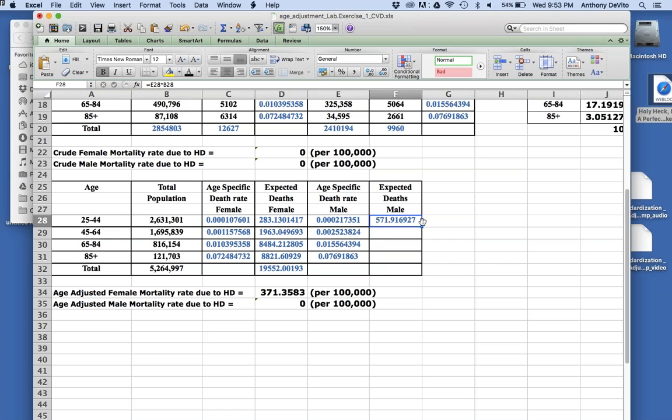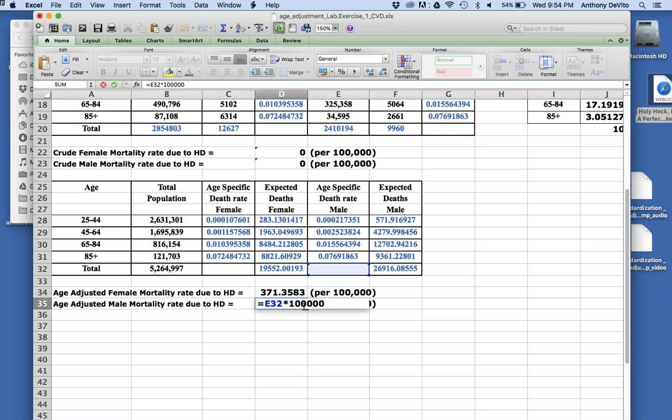Now, another way I can copy this down is just to focus on that corner and drag down, and it'll copy it down for me as well. Okay, let's get the total number of deaths that I would expect if people in this population were dying at the rate that the males die within each one of their age groups. So the number of deaths I would expect now is going to be 26,916.